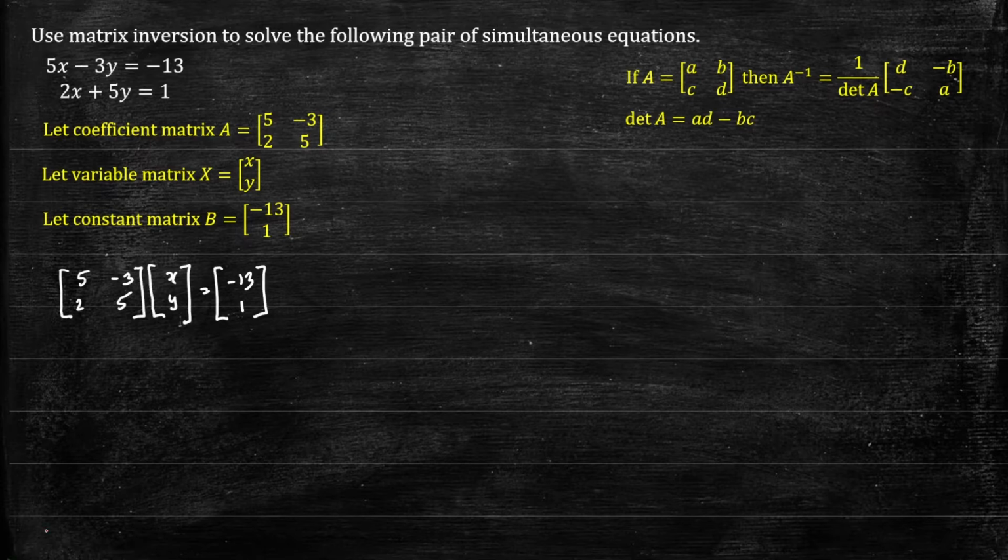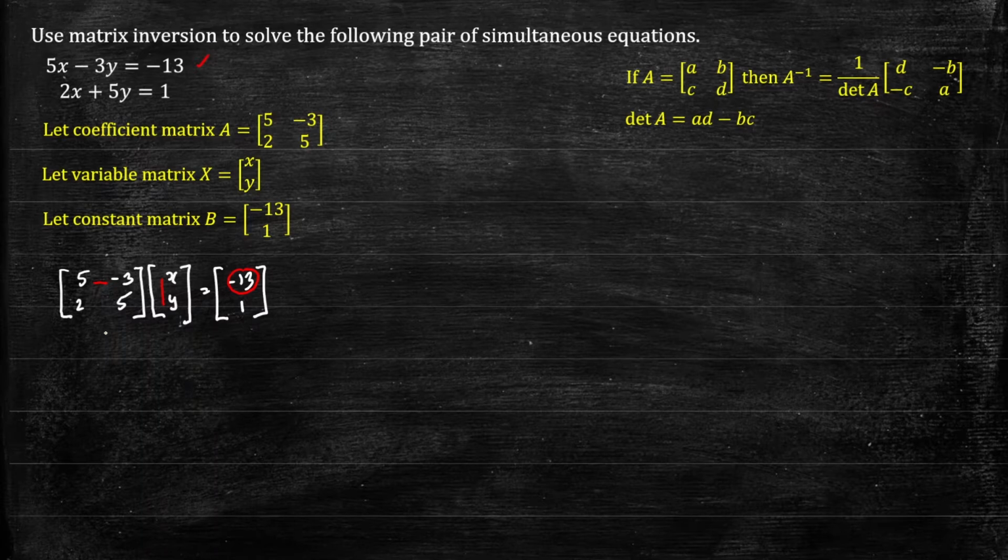Let's check it's correct. When we multiply two matrices, we multiply the rows to the columns, and we'll get this value coming out as our output. So 5 times x minus 3 times y equals negative 13, which is indeed the first equation. So this is the correct setup.